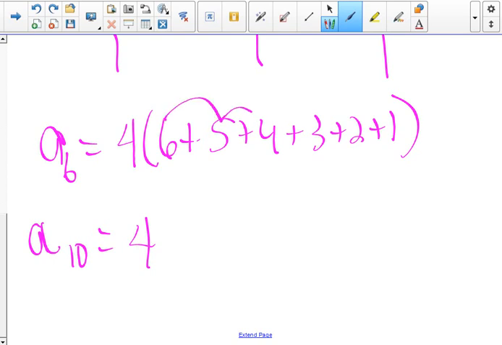So that would be 11, 15, 18, 20. So this would be 4 times 21, which would be 84.